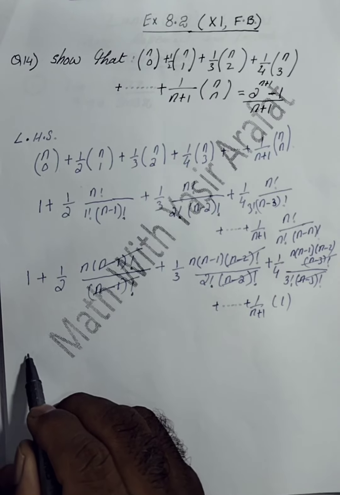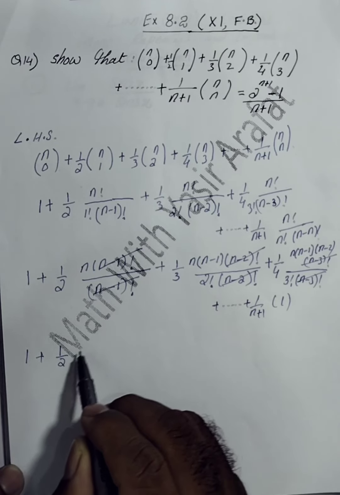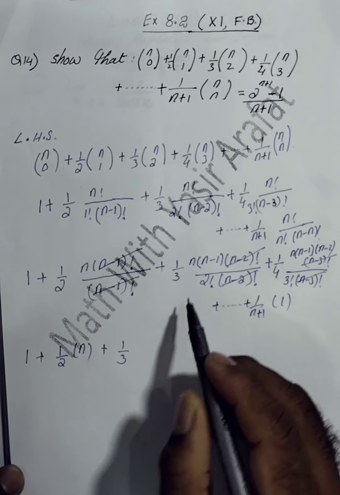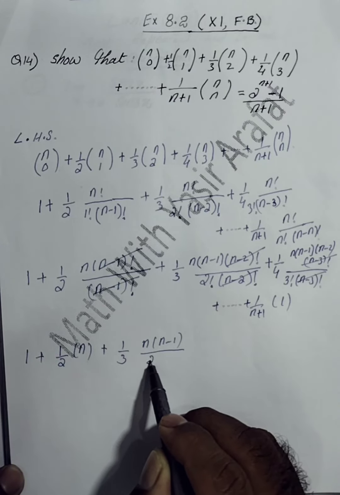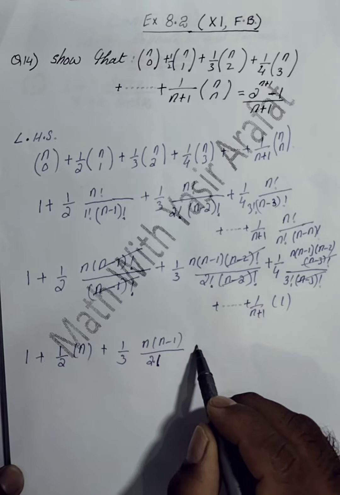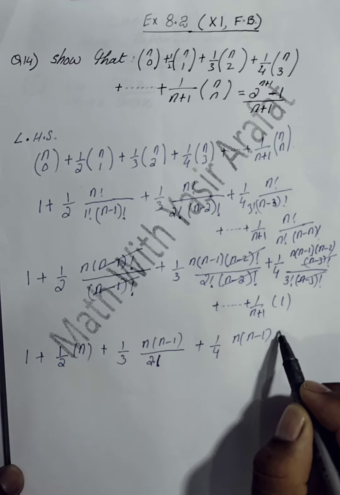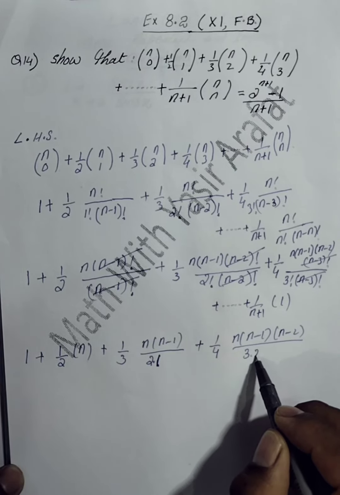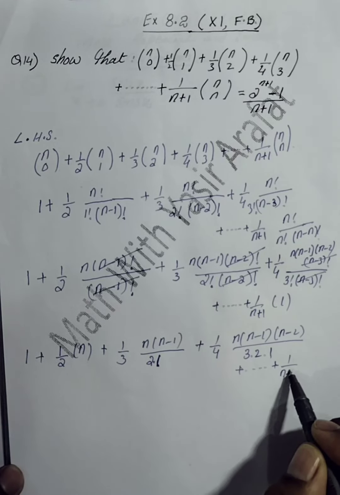So the next result is the simplified form of this expression here. This is 1 upon 2 into n. This is 1 upon 3 into n, n minus 1, divided by 2 factorial. 2 factorial means 2 into 1, we can write down. Here this is 1 upon 4 into n, n minus 1, n minus 2, and this is 3 factorial, that means 3, 2, 1, and so on, 1 over n plus 1.